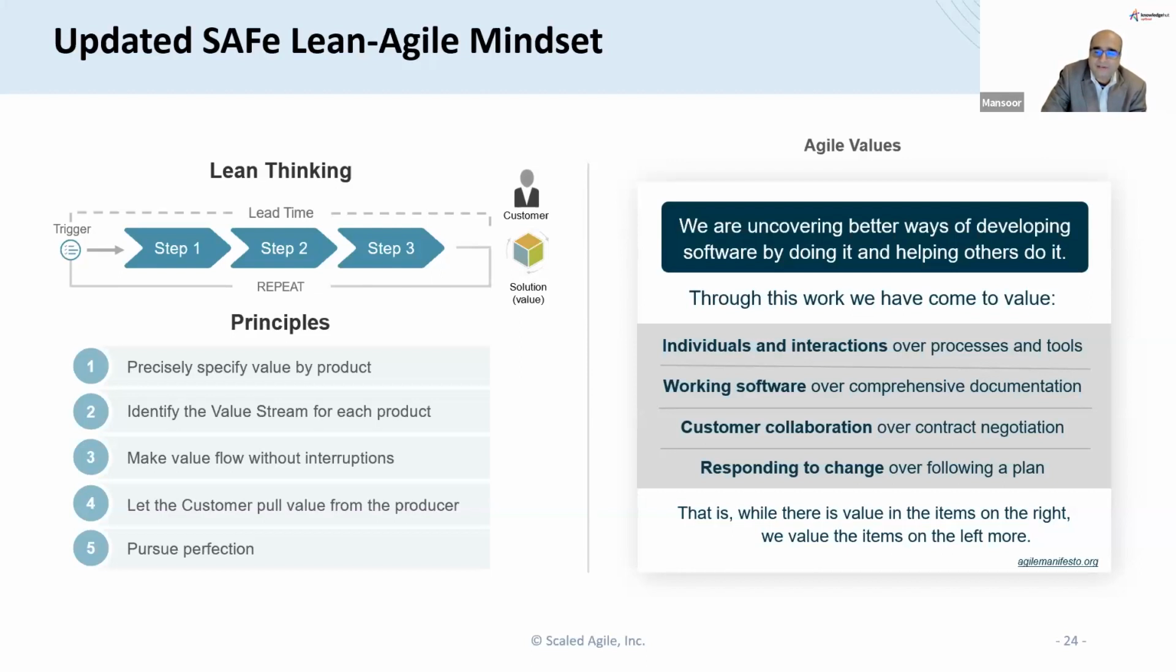In SAFe, we have replaced the house of lean with the lean thinking principles from the book of Womack and Jones, and these principles embed product and value stream thinking. We start off identifying value in terms of the product we deliver, and we identify value streams for the products and initiate the flow. So those are the changes we have made.